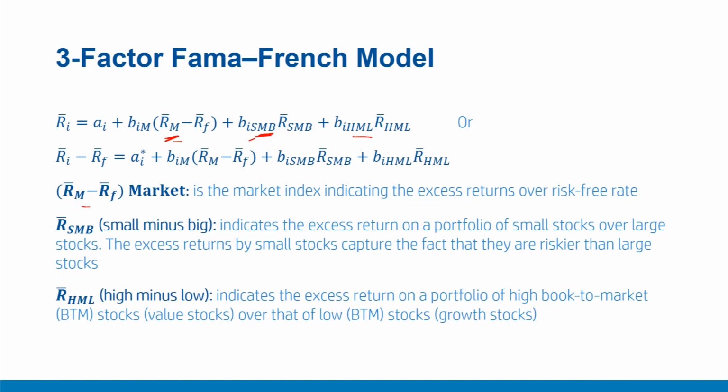So here the first factor is Rm minus Rf, which is the market index indicating the excess return over the risk-free rate. The second factor is R bar SMB, which is small minus big, and indicates the excess return on a portfolio of small stocks over large stocks. The excess returns by small stocks capture the fact that they are riskier than large stocks. So that is R bar SMB.